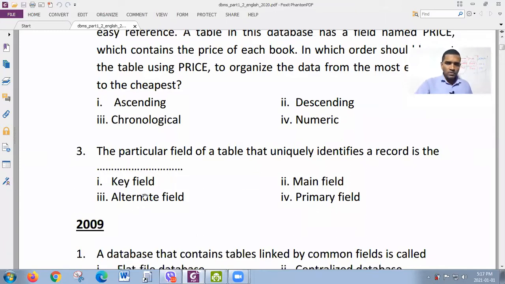Alternate field, no. So what is the answer? It is key field, right? Key field can be primary key field. Have you understood? Don't think that it is primary field, because primary is there, but having the name primary doesn't mean it's primary key. So here the most appropriate answer is key field. Primary key fields can be called key fields. So the first answer is the correct answer.